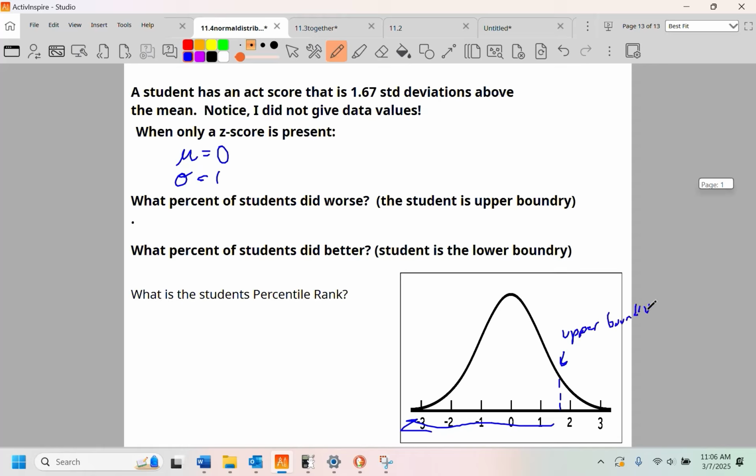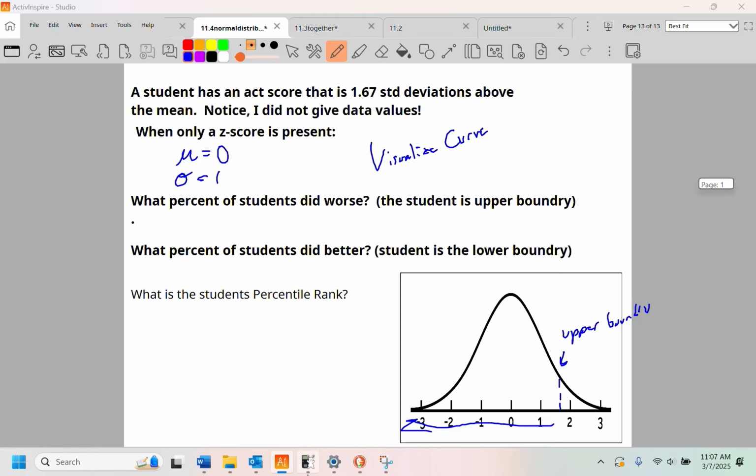This is the hard thing that kids struggle with understanding, which one's upper and which one's lower, and you have to visualize it. You have to draw the curve and you have to visualize the curve. That's the big thing. Visualize the curve. Visualize where they lie on that curve.